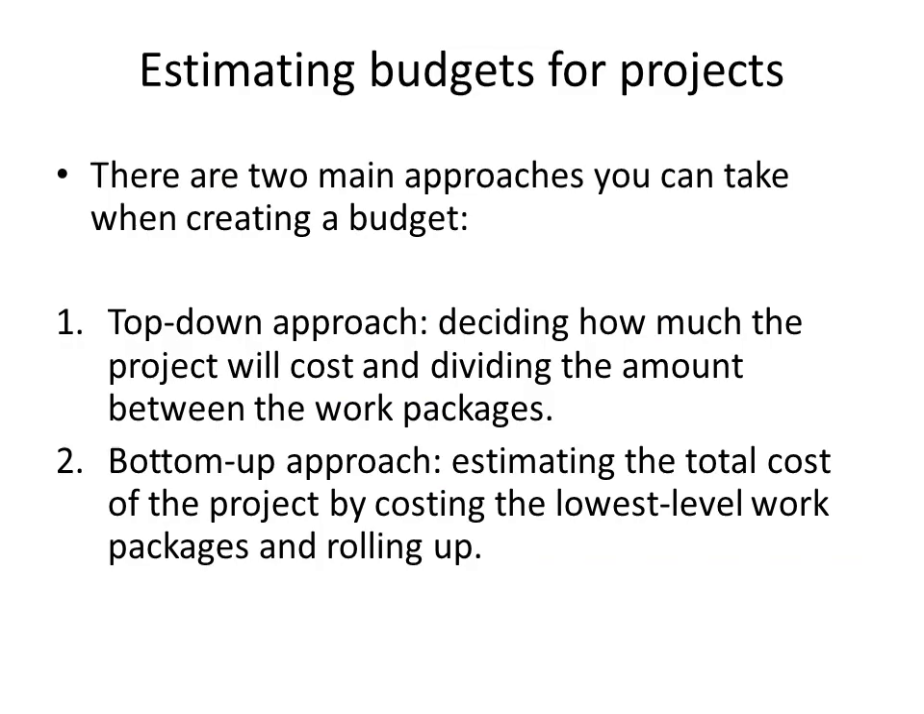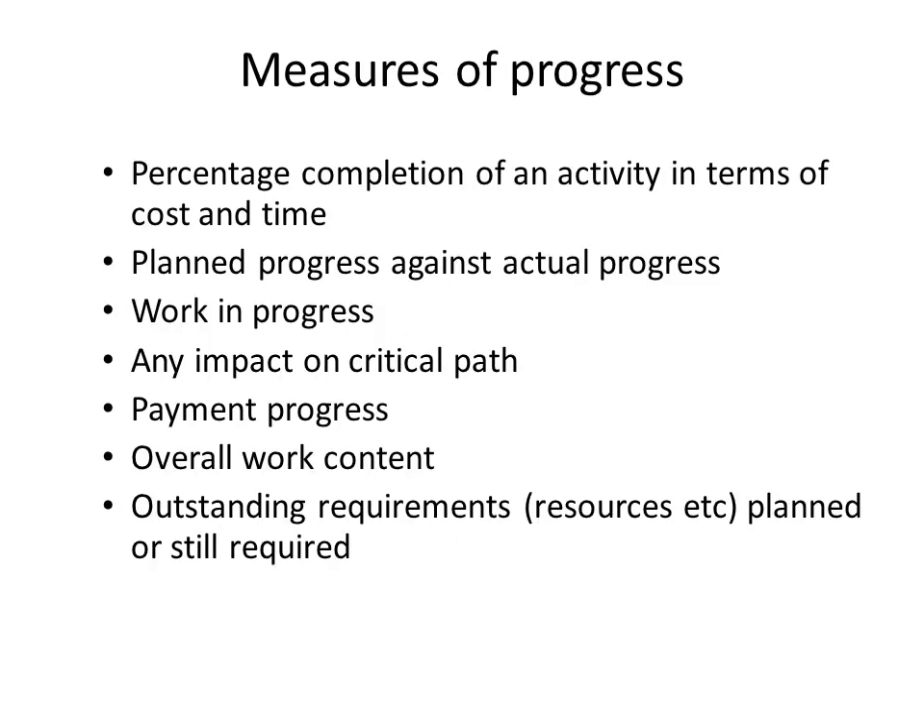So how might we estimate a budget? Well, again, similar to 4.1, there's a top-down approach and there's a bottom-up approach. How do we measure progress? It could be percent complete, planned progress against actual. We could look at work in progress. We can look at impacts on critical paths, payment progress, work content, how much is outstanding as opposed to how much has been completed. Can be all used to gauge.